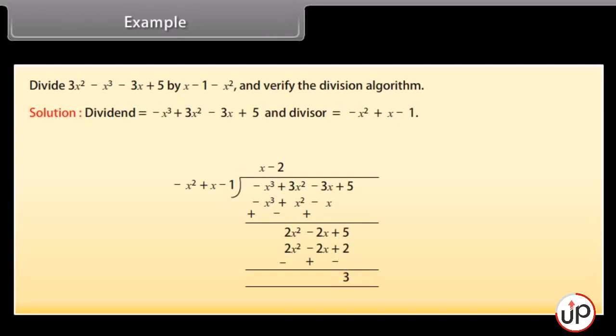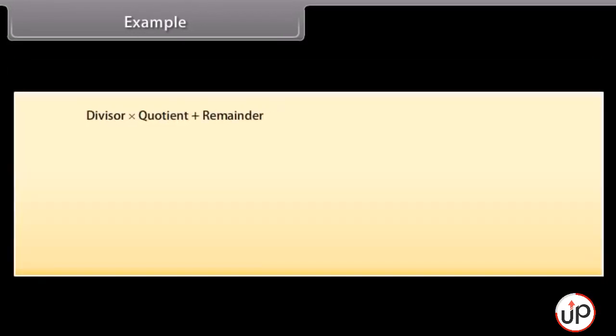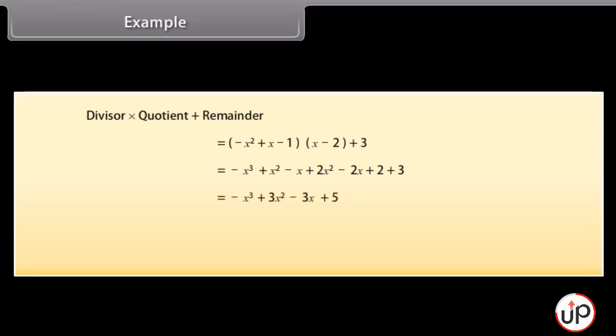Now to verify, let's see whether divisor times quotient plus remainder is equal to dividend or not. So, divisor times quotient plus remainder is equal to (minus x square plus x minus 1) times (x minus 2) plus 3, which equals minus x cube plus x square minus x plus 2x square minus 2x plus 2 plus 3, which equals minus x cube plus 3x square minus 3x plus 5, which is equal to the dividend. Hence, verified.